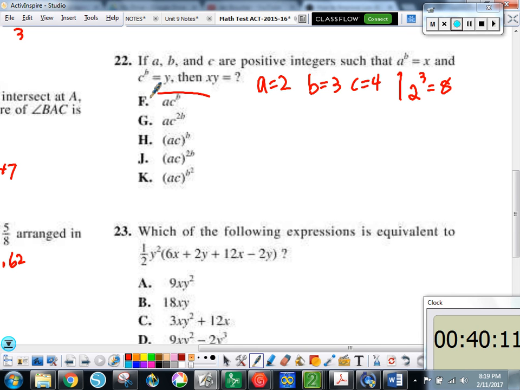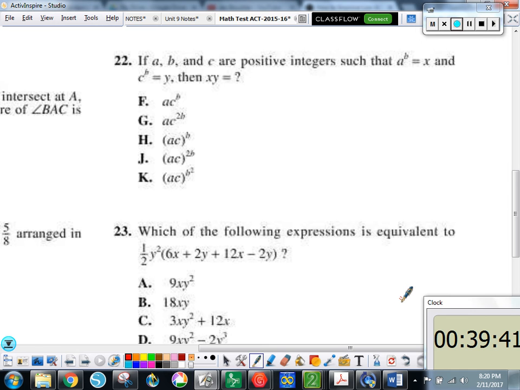Right here, I chose different numbers because sometimes when you have 2 2s or 2 4s, those double numbers can make things look different than what they really are. So C to the B would be 4 to the third, which is 64. And then XY would be 8 times 64, which is something big, and you could plug each of those into here to see which one's 8 times 64. I don't know if that would take a lot of time.